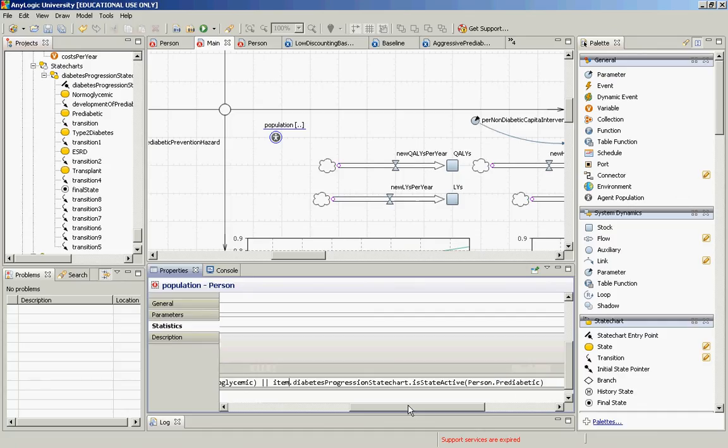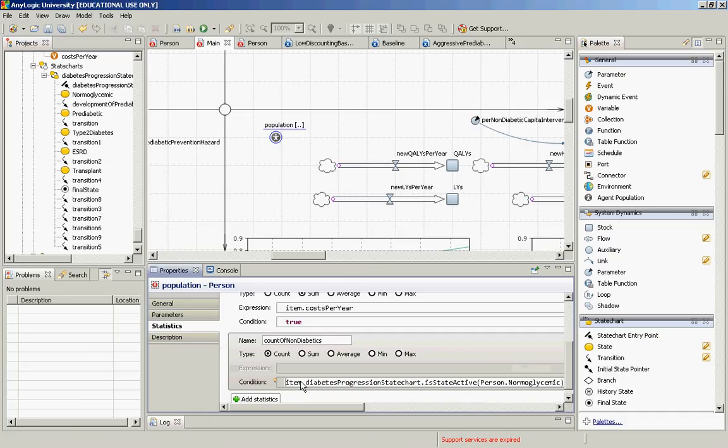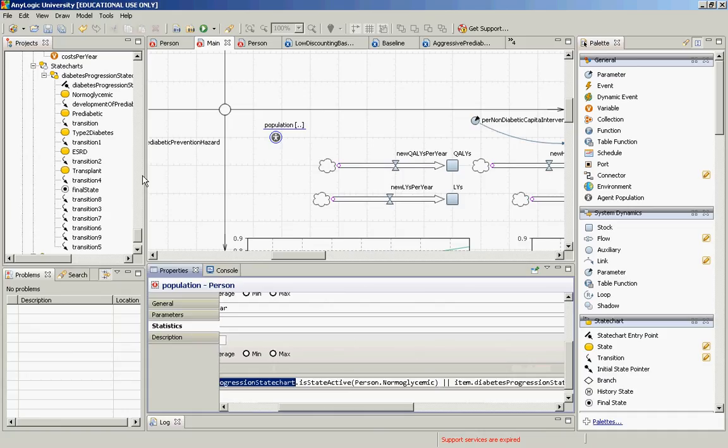So what is this thing here? Well, this is basically saying, okay, we're going to count someone in this statistic under certain conditions. We're counting up the number of people who match some criteria. For each person in the population here called item, we're going to ask their state chart, which keeps track of their diabetes status: are they in a normal glycemic state? Why do we need this person? Well, it turns out that we could have people, we could have dogs, and dogs could undergo diabetes too. In fact, they do in the population.